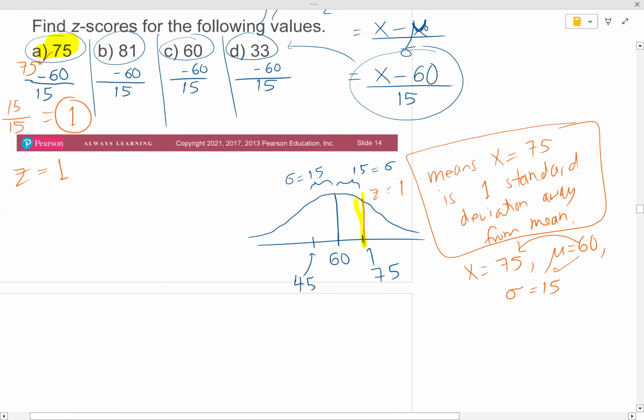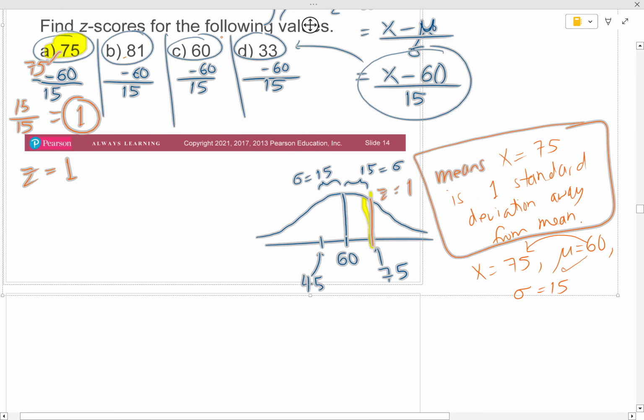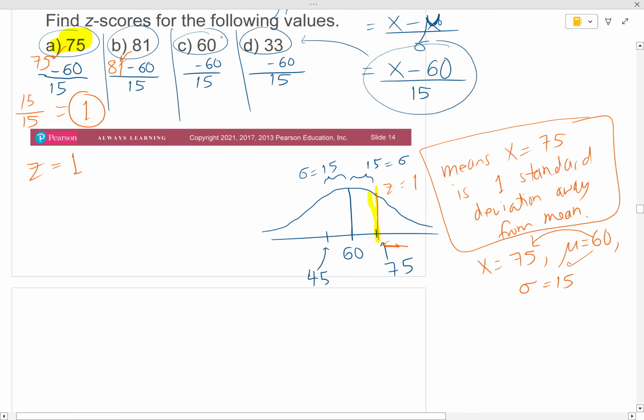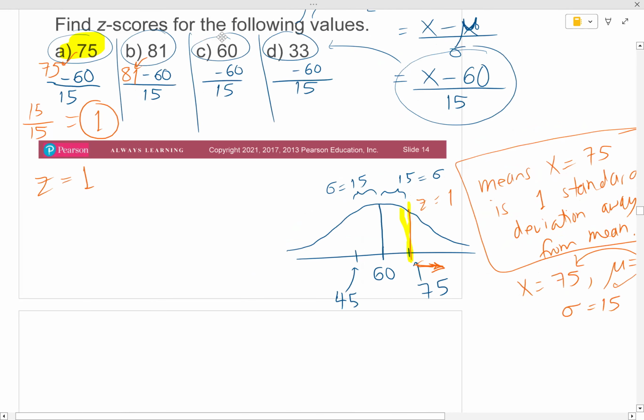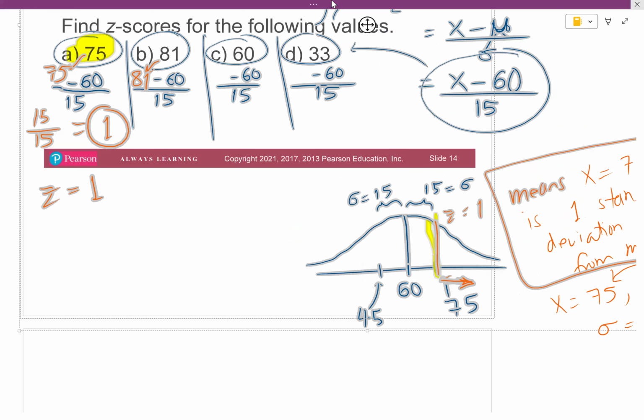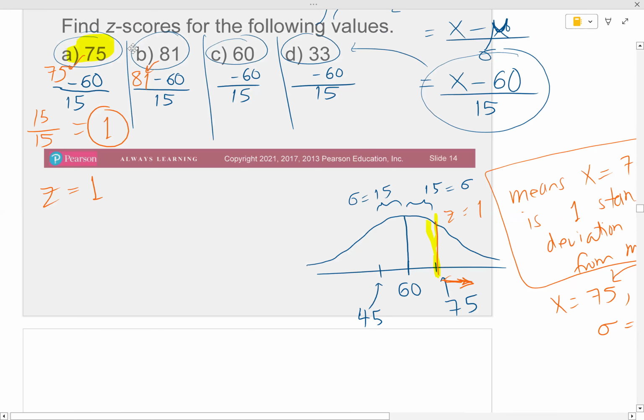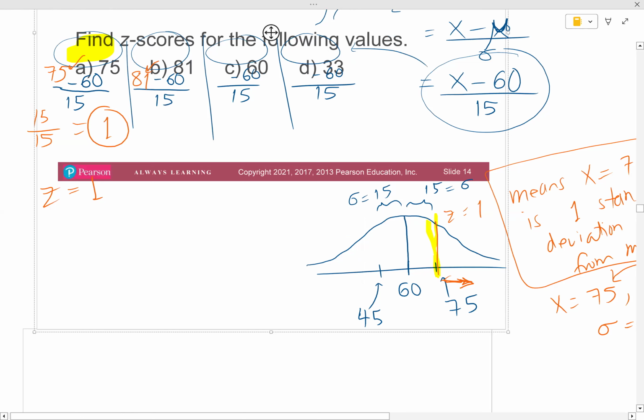Let me try the next one now. 81. I'm going to put that in the formula up here. I'm expecting 81 to be somewhere to the right, probably with a higher z-score because it's going to be further from the mean than the last one was. So probably something larger than 1. Actually, I have to do some math for 81 subtract 60. Let's see. Why isn't this working? There we go. 21. Dang it! Why is this thing moving? 21 over 15.